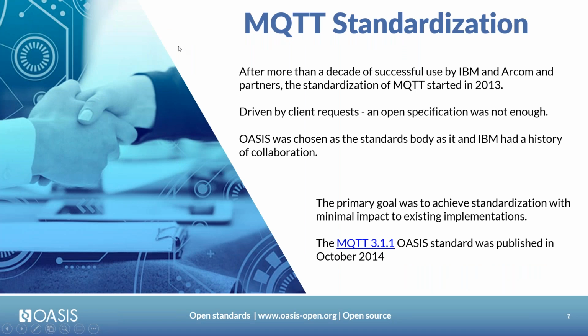Even though the specification was open and freely implementable, it was still under the control of one company, IBM. To make it even more acceptable in a wide variety of solutions, standardization was needed. And OASIS was chosen as a standards body as IBM and OASIS had a long history of collaboration. The first goal of standardization was to create minimal impact to existing implementations. And as a result, the MQTT 3.1.1 standard was published in October 2014.